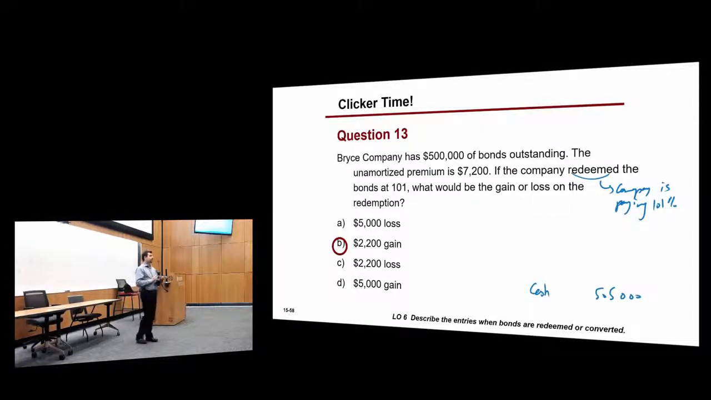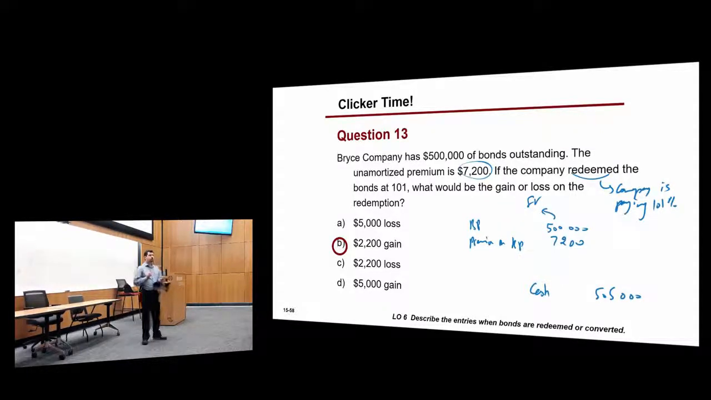The company will debit bonds payable 500,000, always at face value. We have a premium, an unamortized premium. We also debit it. So we debit premium on bonds payable. The unamortized amount is 7,200.